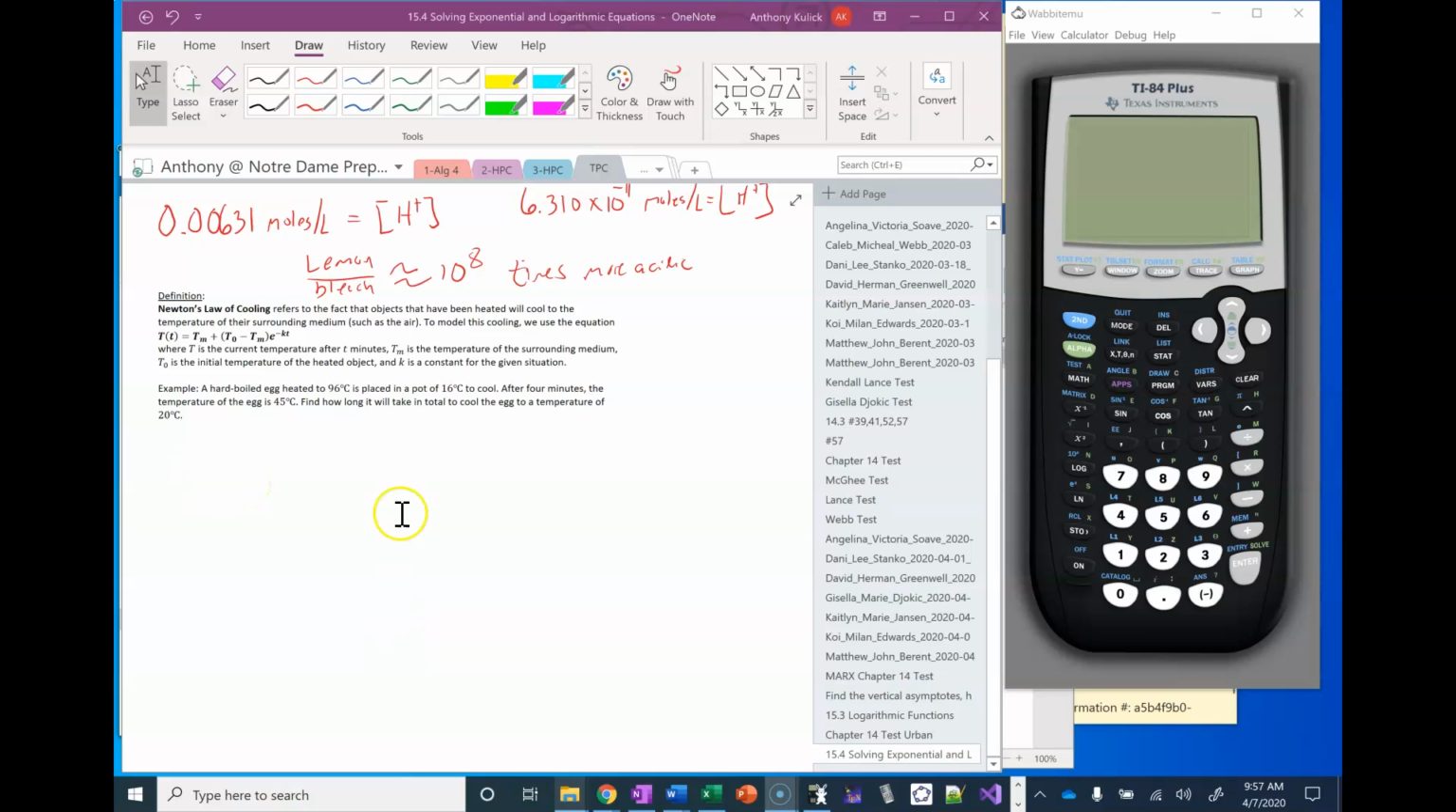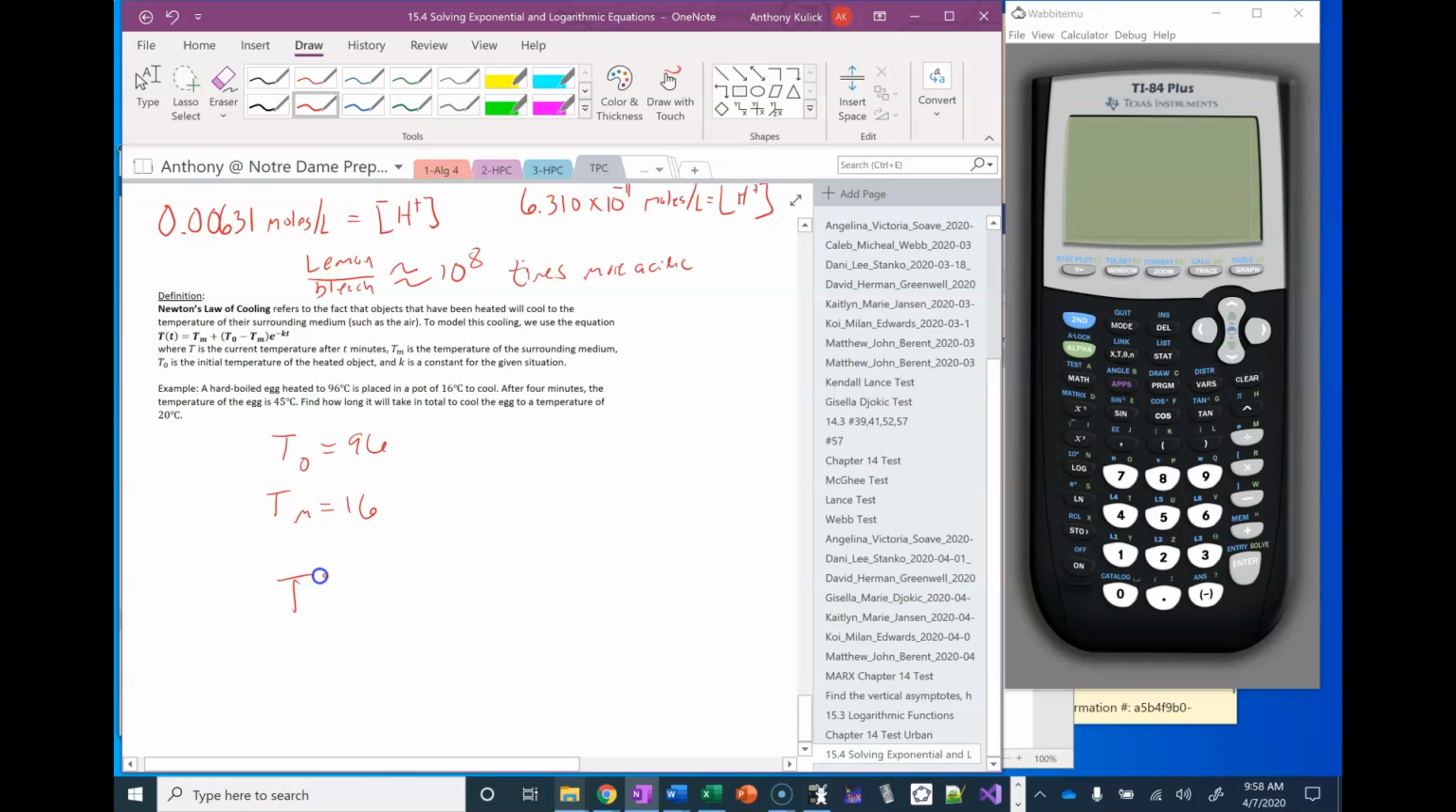Okay, continuing on. So this Newton's law of cooling problem says a hard-boiled egg is heated to 96 degrees. So that is the temperature of the object, which we know is 96. It's put into a pot of cold water of 16 degrees, so we know that's the temperature of the material.